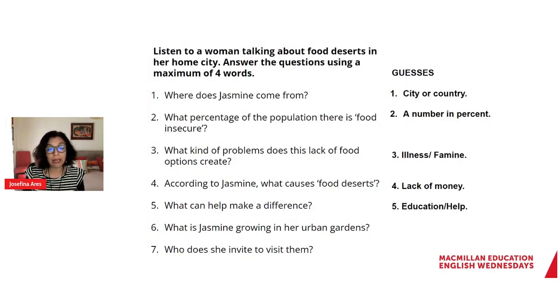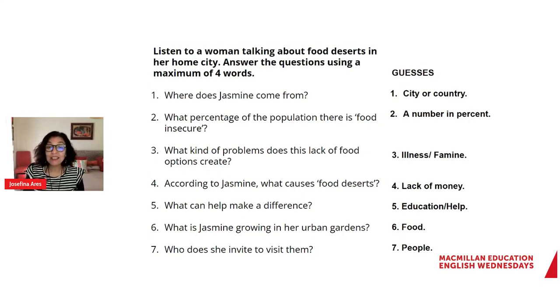What is jasmine growing in her urban gardens? Well, obviously, what are they listening for here? Some kind of fruit or vegetable, I suppose. A food name. Who does she invite to visit them? So a person or people or a group of people. Those are my guesses, and that's what you ask the students to do. You ask them to try and guess or to identify the type of information that they are having to listen for. Now, this has involved lots of other things before you get to this. But what you are doing is getting them to read the question carefully, understand the question, and then make an intelligent guess.